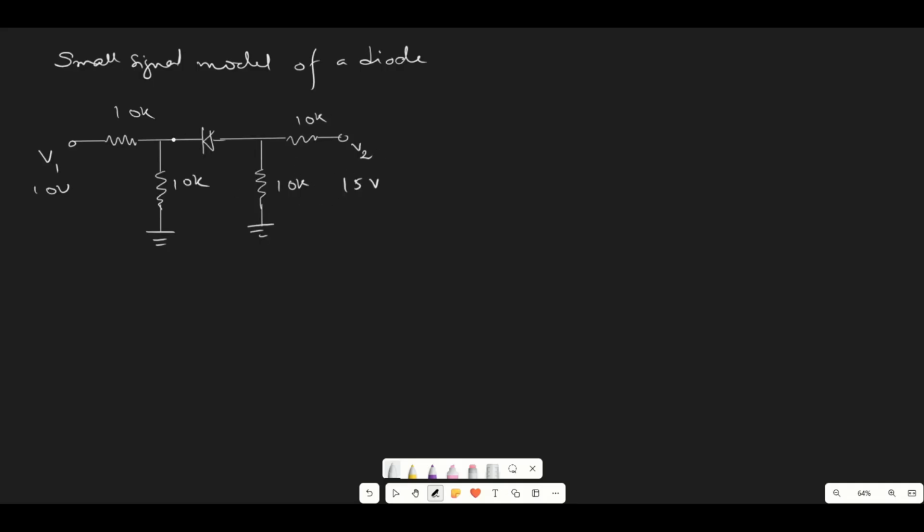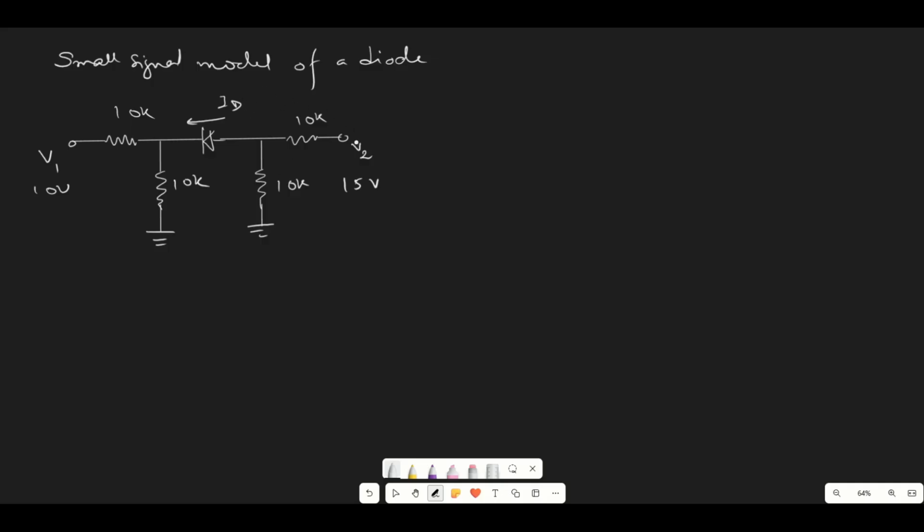So this is the example where we have to determine the value of current ID. Now first, whenever we have to go through this type of numerical, first we have to check whether the diode will be operating or not. Because if the diode is not operating, then there is not any requirement even to solve the circuit.